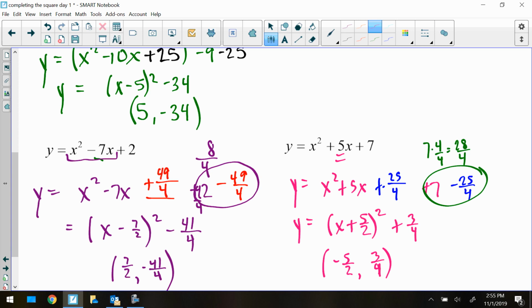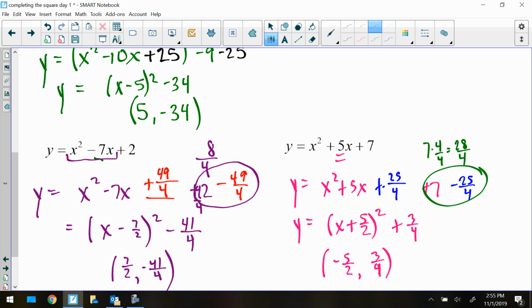There are some problems in your packet that you guys have. These problems are on worksheet 9, I believe. Nope, worksheet 7, I'm sorry. I'm just looking at it right now. There are 8 problems on worksheet 7 that I would like you guys to try.